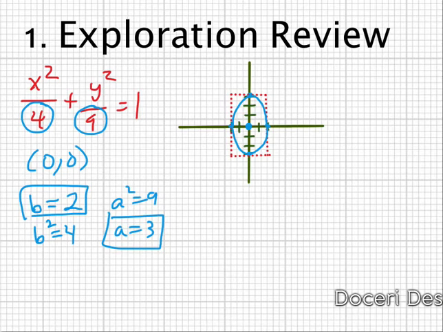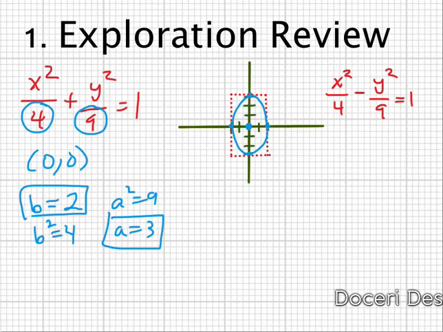The next thing I told you to do is to turn this negative. So I have x squared over 4 minus y squared over 9 equal to 1. From here, I first showed you what the graph of any normal hyperbola is going to look like, but I used this as an example.